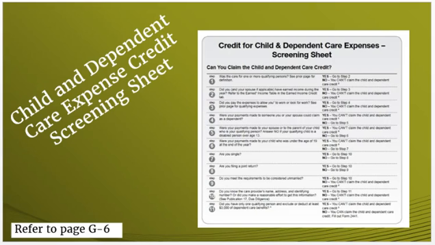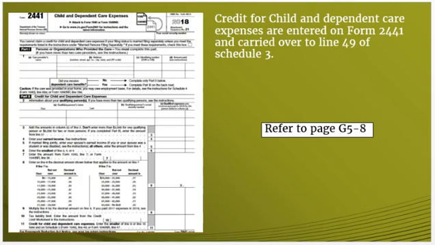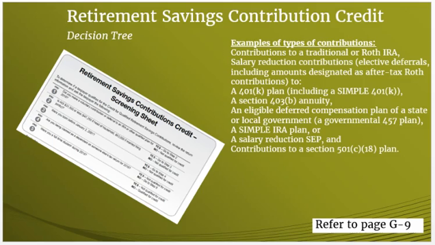There is a screening sheet on page G6 of your 4012, and that is going to answer a lot of different questions about scenarios that you may see. The actual credit is reported on Form 2441, and it's carried over to line 49 of Schedule 3. The child and dependent care credit is a highly used credit. You will see this come in the door a lot.